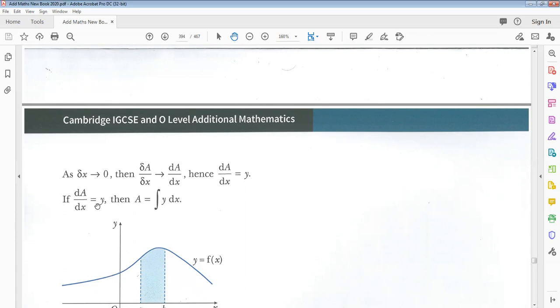How do I get the area then? Can I get the area if I integrate this entire thing? The derivative of the area is y. So can I get the area when I integrate y? Yes, sir. That's exactly what is written here. So technically we get the area function when we integrate the curve with respect to x. If I integrate y with respect to x, I get the area function. Is this clear?